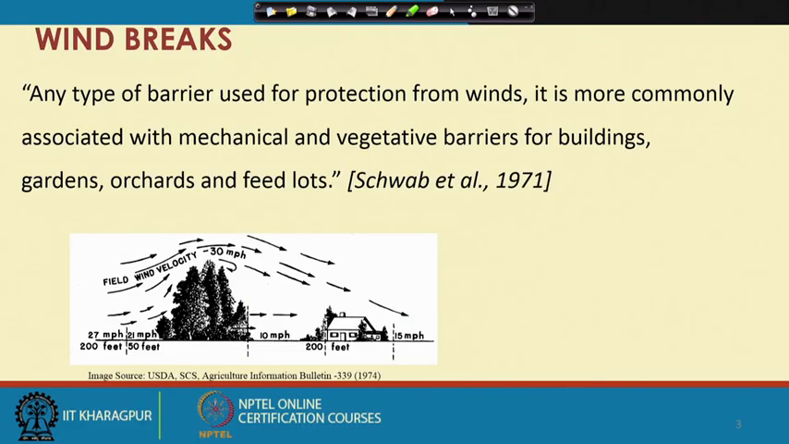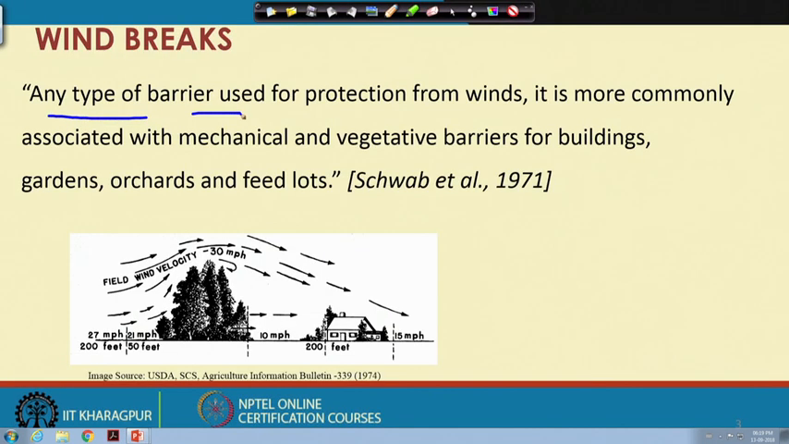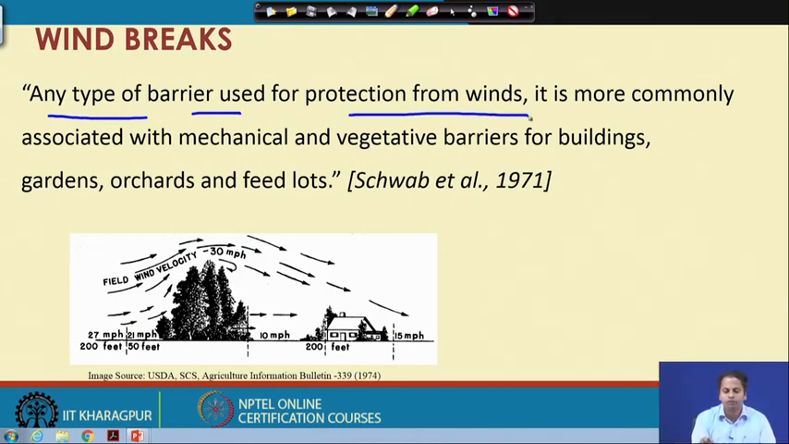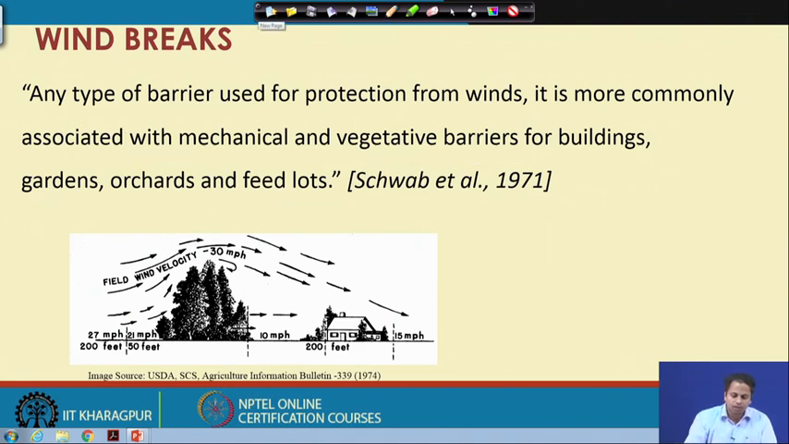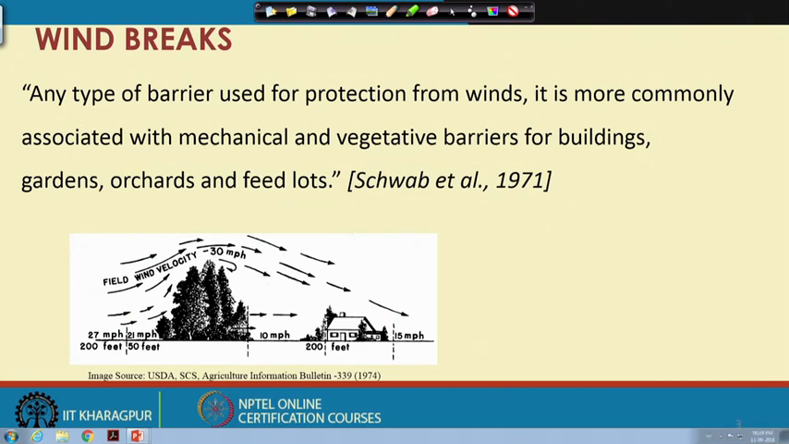A windbreak can be defined as any type of barrier which can be used for protection from the wind. It is more commonly associated with mechanical or vegetative barriers for buildings, gardens, orchards, and feedlots. So, what do they do? We will see that in the next slide.